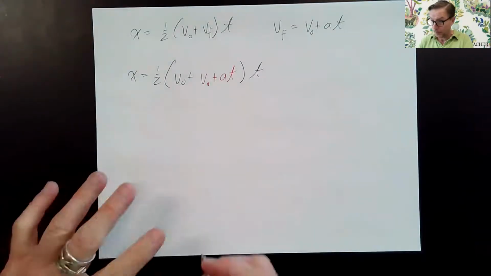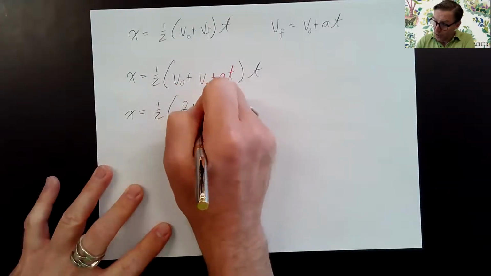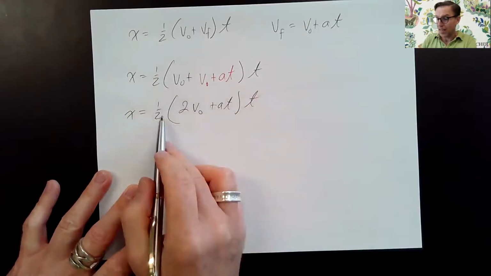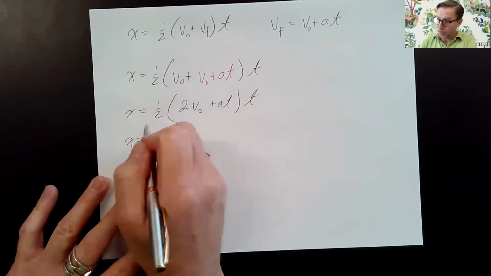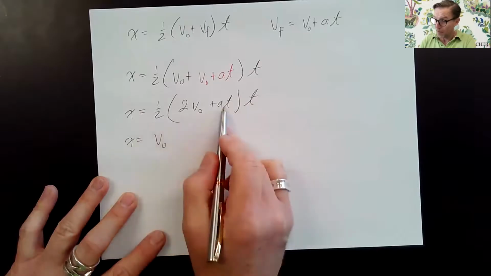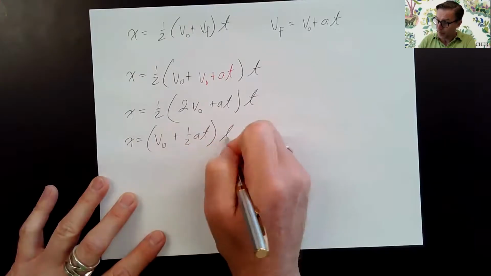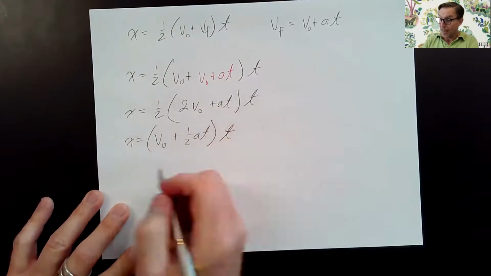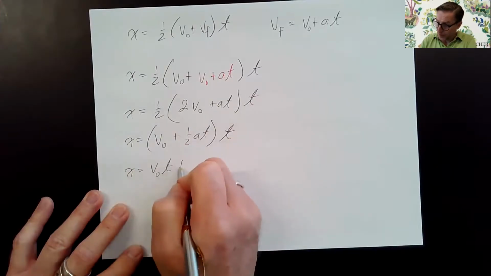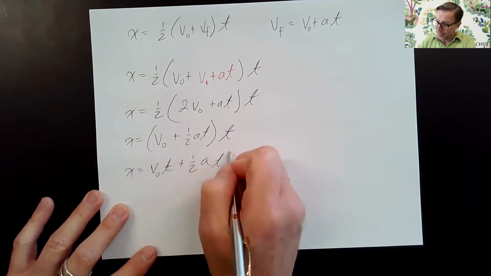I wonder what's going to happen. X equals 1/2 (v initial plus v initial is 2 v initial, plus at) times t. Now I'm going to distribute this 1/2. X equals 1/2 times 2 is 1, v initial. 1/2 times at is 1/2 at, times t. Now I'm going to distribute the t. X equals v initial t plus 1/2 a t times t is 1/2 a t squared.